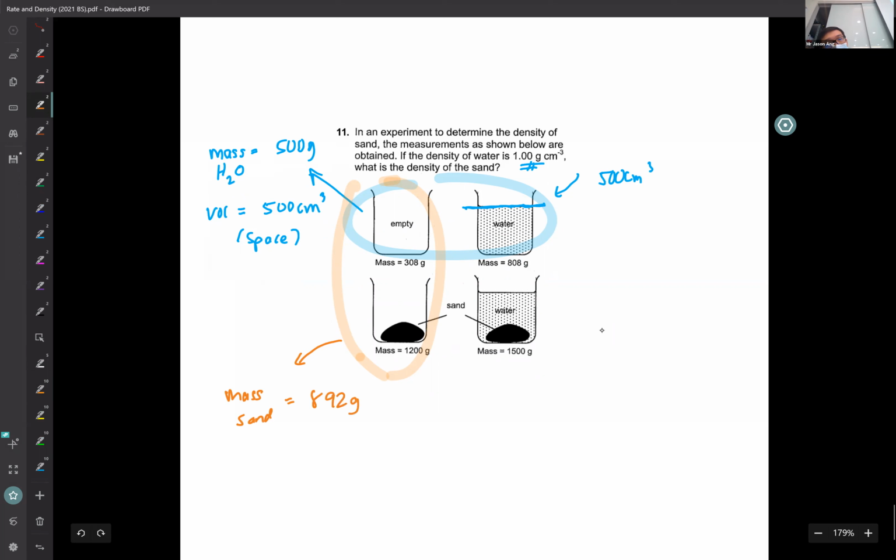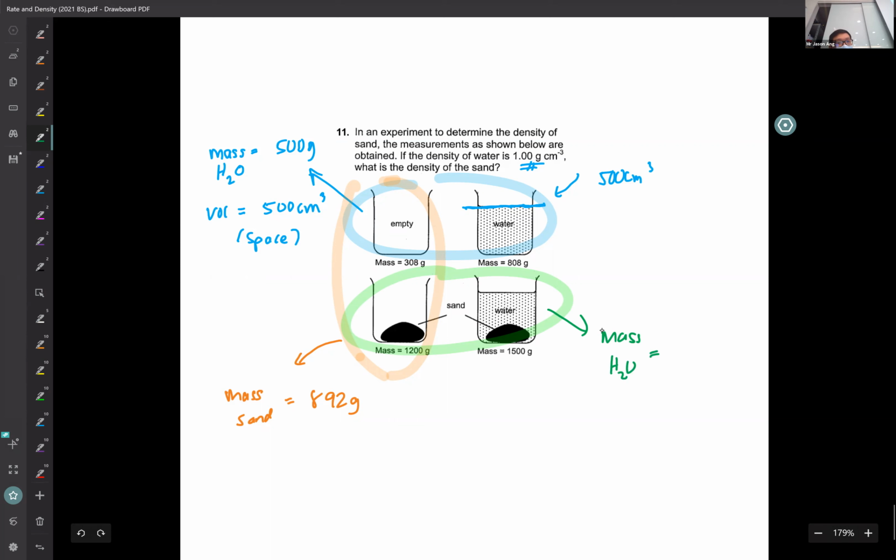892. Understand it so far? Okay. Now, using this, we can actually find out what is the mass of the water that I have inside. So can you do this now for me? What is the mass of the water I have inside here?